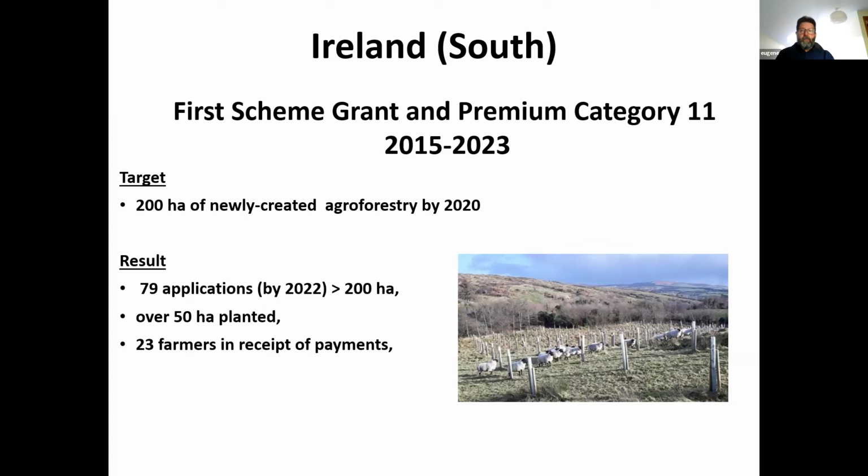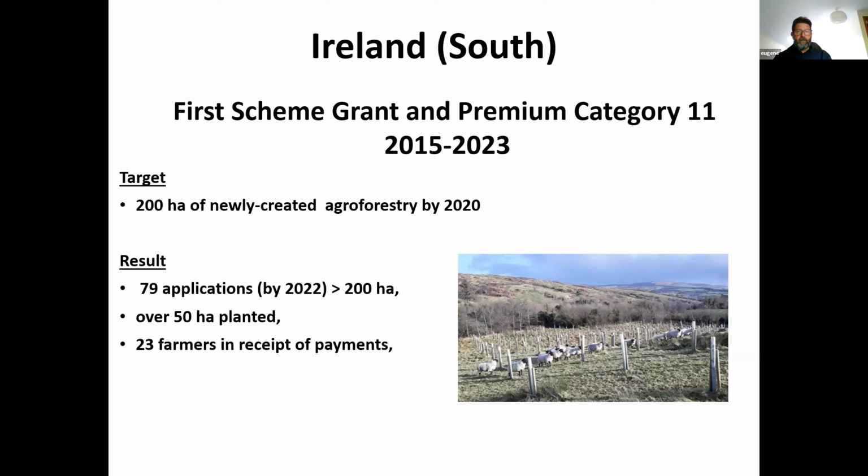Yeah, moving on from Jim's presentation, we went up and saw what he did up in Loughgall, and we figured it could easily work in a forestry context down in the south, in our forestry program. So we set up a plant and grant and premium category 11, for the tranche from 2015 to 2023, and under that we had a target of 200 hectares by 2020.